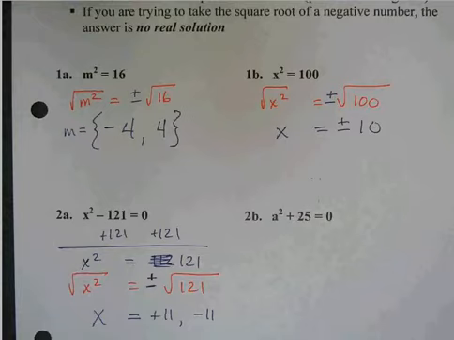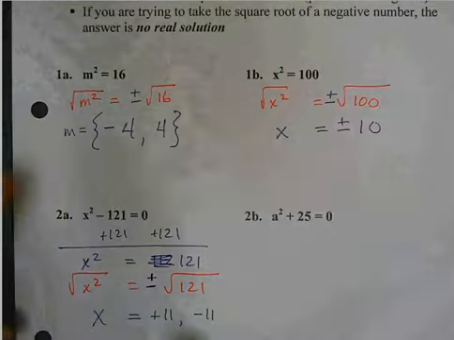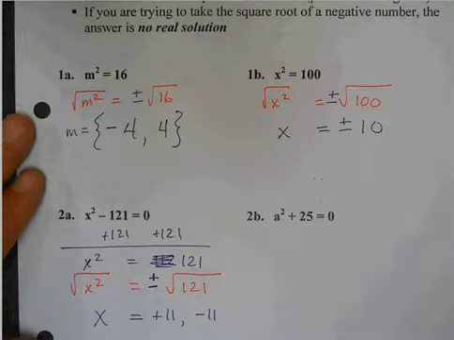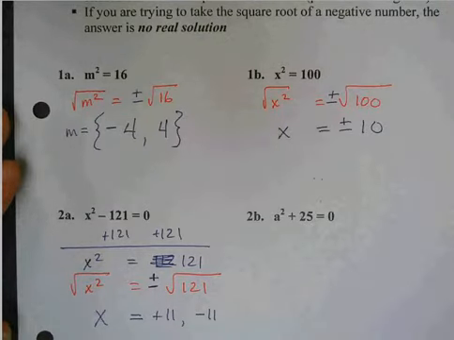Well, answer the question to yourself. Does 11 times 11 equal 121? Does negative 11 times negative 11 equal 121? So we want all the answers that satisfy this. And so whenever you take the square root of both sides, you're going to have both a positive and a negative as your possible answers. So you have to think, what does square root mean? It means what times itself equals the number inside.